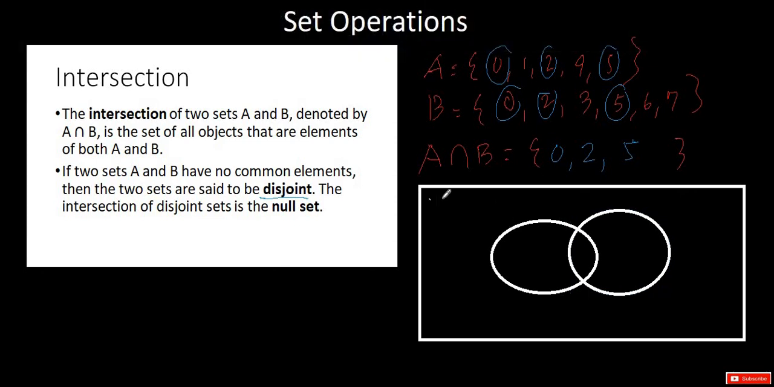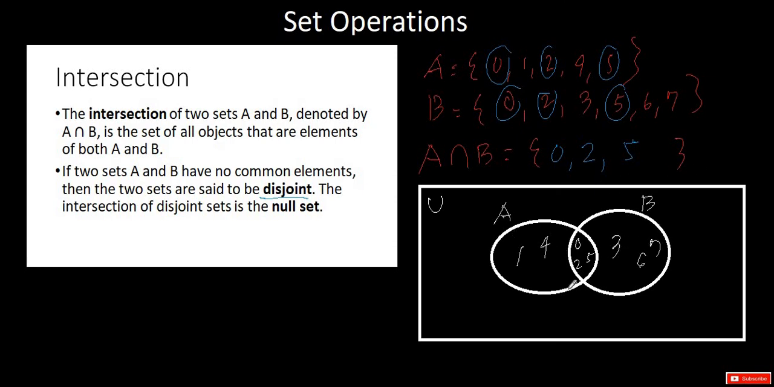Okay, so we have the universal set, the rectangle, set A, set B. Now in our example, what are the common elements of set A and set B? We have 0, 2, and 5. And other elements that belong to A only but not B, we have 1 and 4. And then what are the elements that belong to B but not in A? We have 3, 6, and 7.